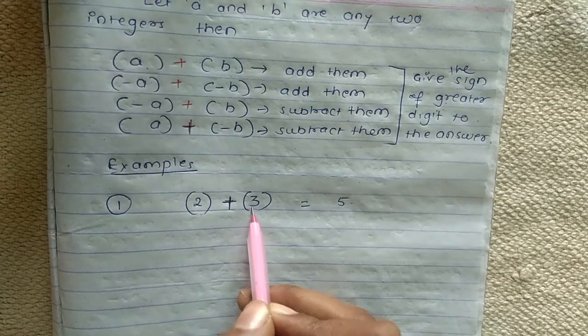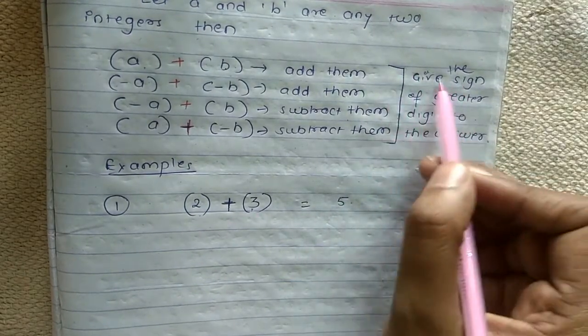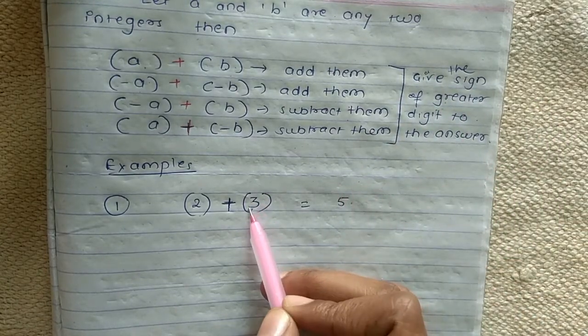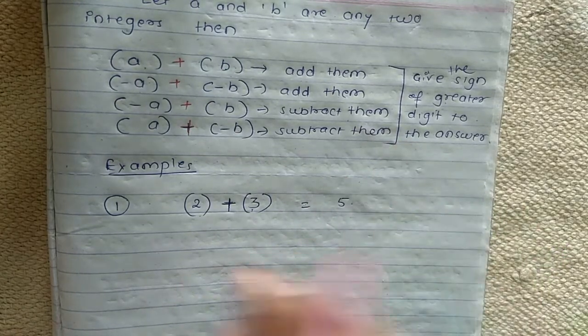Which is greater, 2 or 3? Actually we will give the same sign, but for all four cases you remember only one rule: the sign of the greater digit you have to give. So 3 is greater, its sign is plus. In case of plus, if you don't write the sign, then also it's okay.